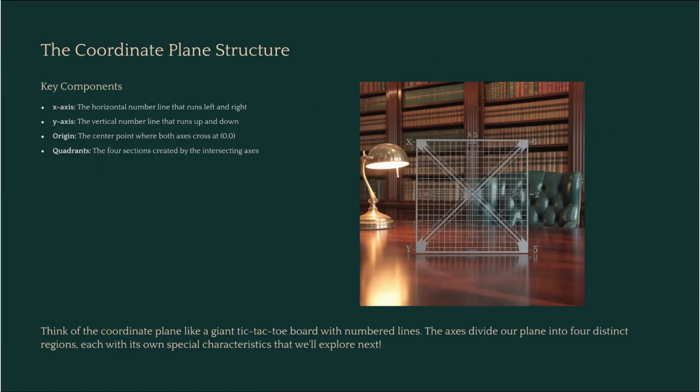Let's review the structure of the coordinate plane. The x-axis is the horizontal number line, and the y-axis is the vertical number line. They cross right in the middle at the origin, which has the address (0, 0). The key is to remember the direction. Positive x goes right, negative x goes left, positive y goes up, and negative y goes down.